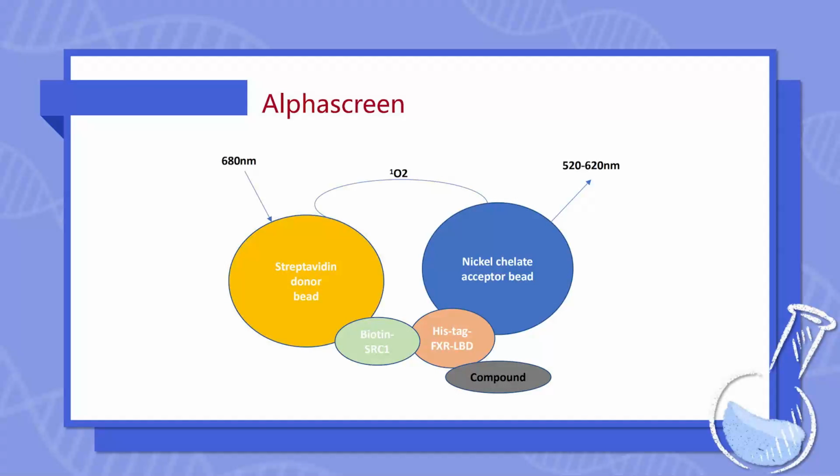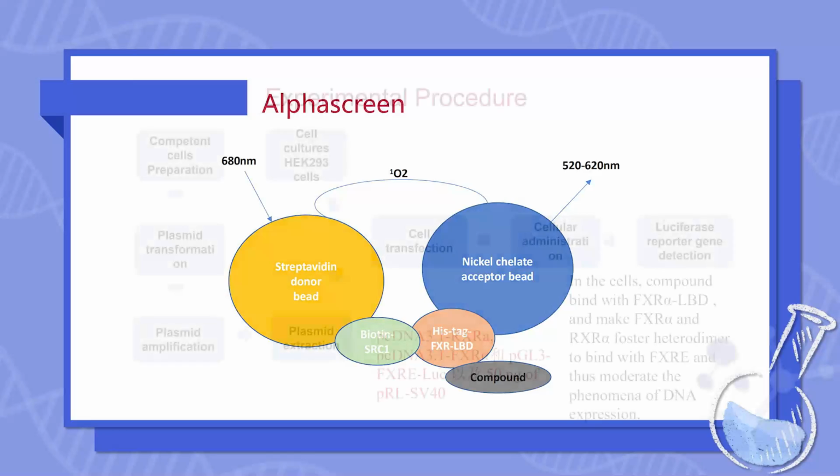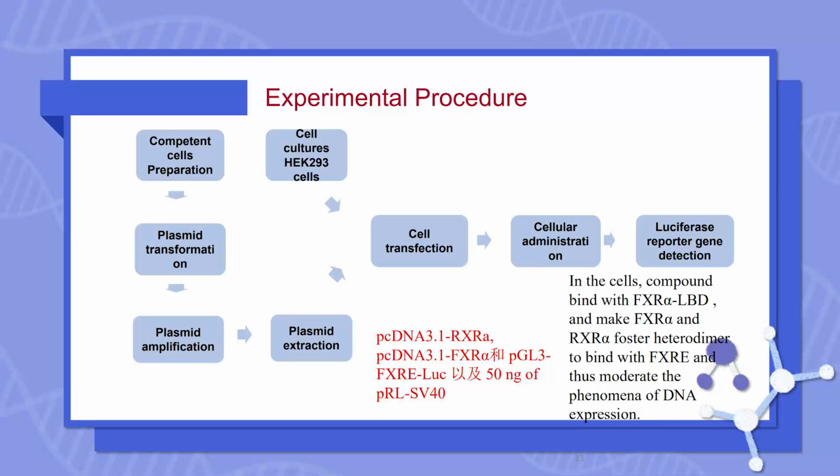Later, we will use a technology called AlphaScreen to screen the antagonist. The basic working method for AlphaScreen is like two magnetic balls that can emit light according to the distance between them. If the compound is an antagonist, the balls will repel each other further and the light emitted will become dimmer. After selecting an antagonist, we further test its validity in the transactivation experiment.